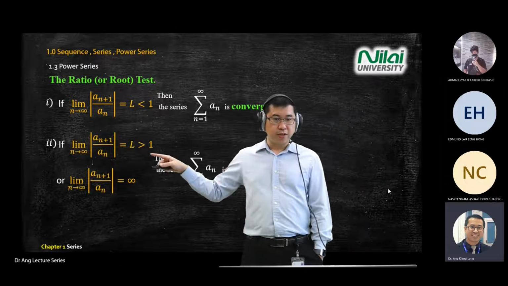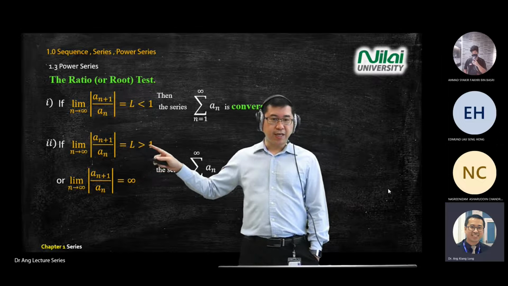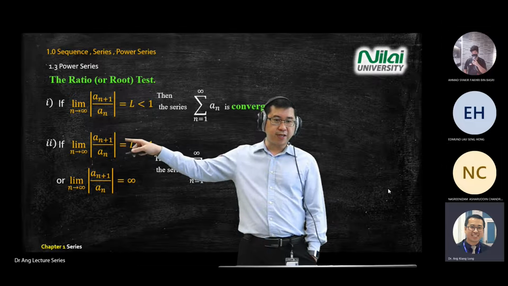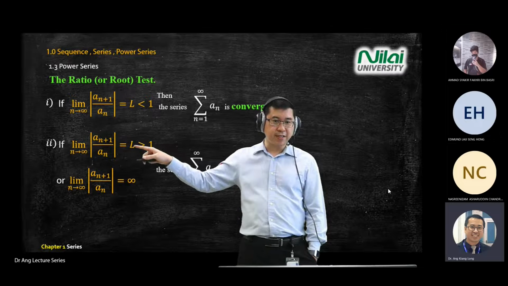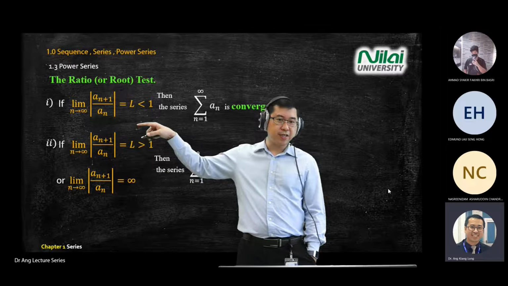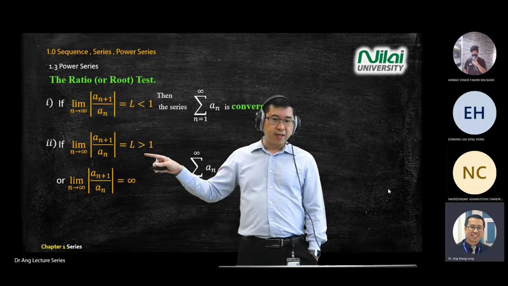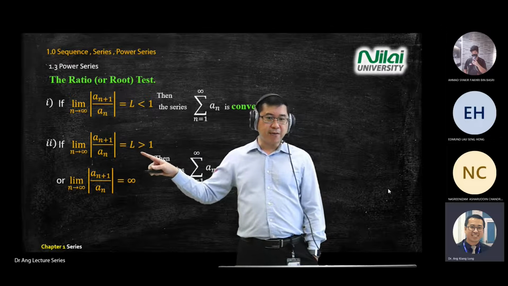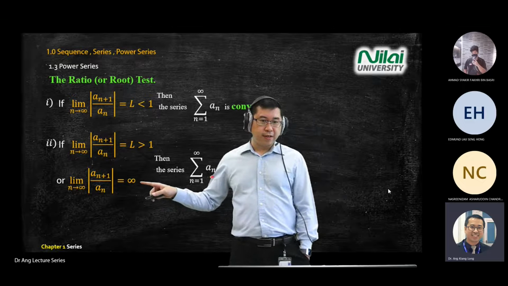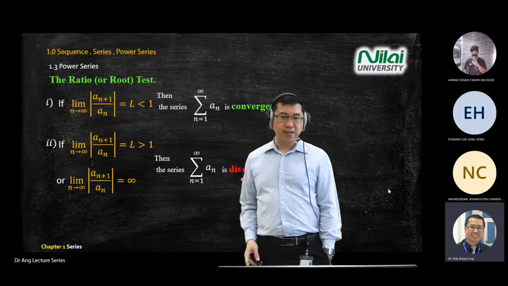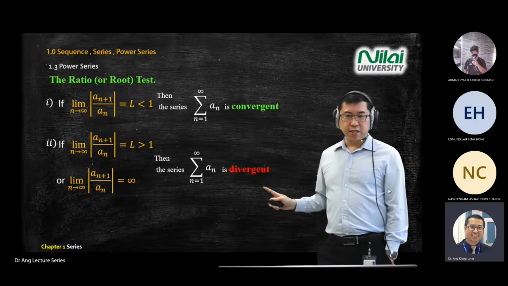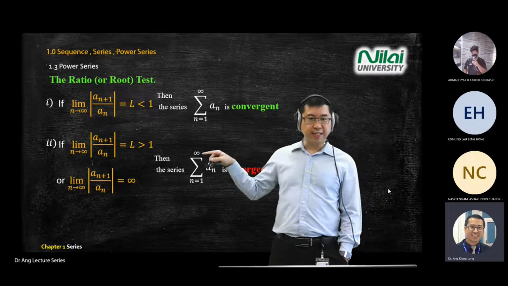For another one, you can use the second equation. If you do the calculation, you take the second series divided by the first series, and you use the limit to infinity. If the final answer you get is more than 1, or you get infinity, then the power series is divergent. This is the test that you can do.